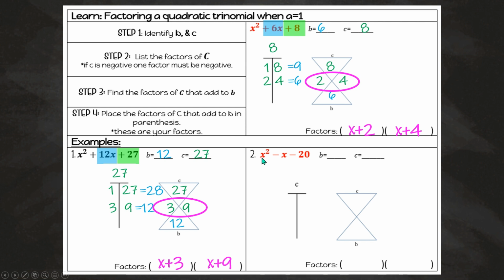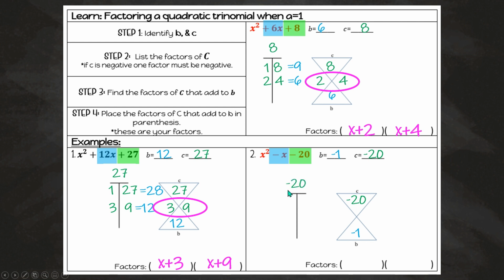And then this second example here, again, my a is still 1. This only works when my a is 1. So my b term is negative 1. My c term is negative 20. So I'm going to fill in my graphic organizer with the negative 20 up top because that's my c term, my negative 1 at the bottom because that's my b term.